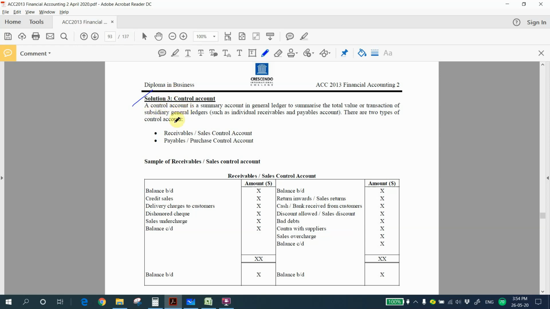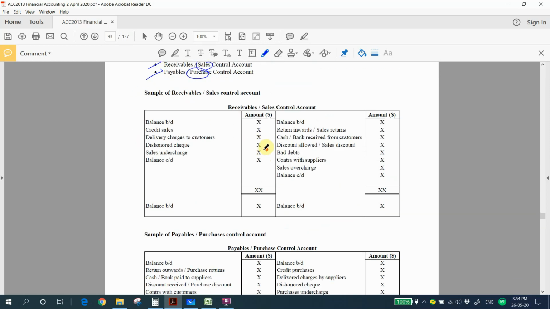A control account is a summary account in general ledger to summarize the total value or transaction of subsidiary account, such as individual receivables and payables account. There are two types of control account. First is receivable or payables account. So receivables, another name called sales control. Payable is purchase control account.